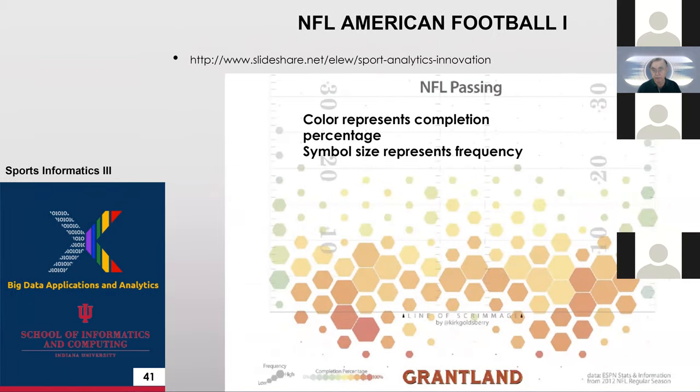And here's the type of information you can get. Here you have a football field where the goalposts are at the bottom and they move up. And here is a plot of the percentage of completions when the quarterback throws successfully to a receiver. The size of the blob is the number of such throws. And then the color represents the completion percentage, with red being very high.